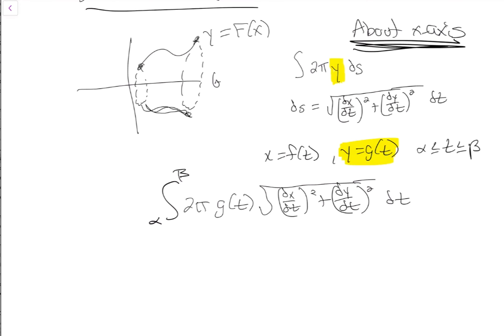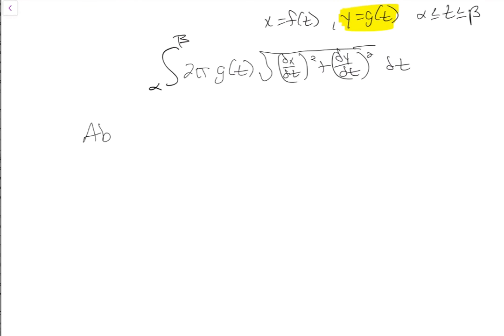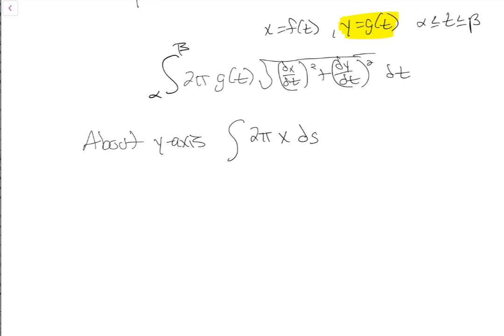If we rotated about the y-axis, what we would use as our formula, and again, I don't want to derive all of this, we already derived this in a prior video, we would utilize the formula 2 pi x ds. So again, very similarly, we're going to replace the x in our equation with our parametrically defined x equation, with the ds, which we have written as the square root of dx/dt squared plus dy/dt squared. So we would have 2 pi f of t, and then our ds.